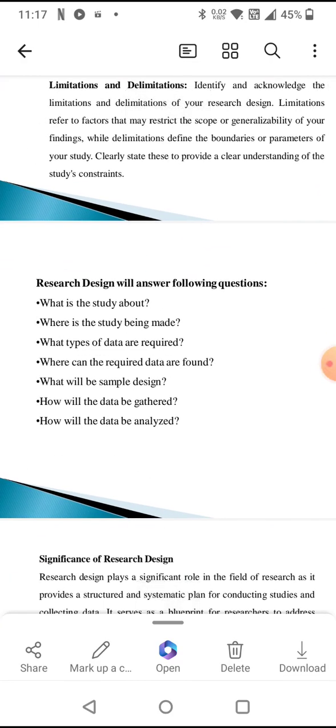So next, coming to the questions. Probably these are the questions which are being addressed by the research design. Right, we already went through it. And then next, moving on to the significance of research design. So before going to the significance of research design, you will also have to read about a few other concepts or other terminologies which are related to research design.